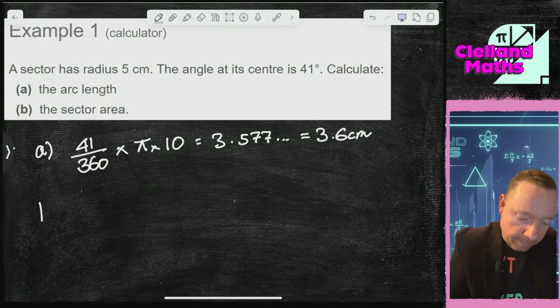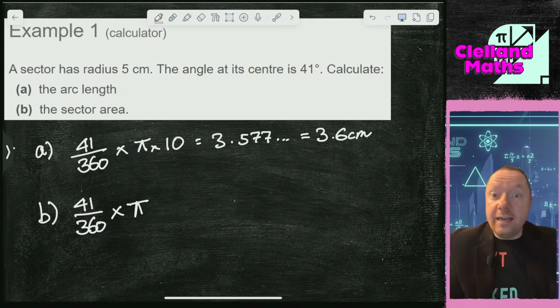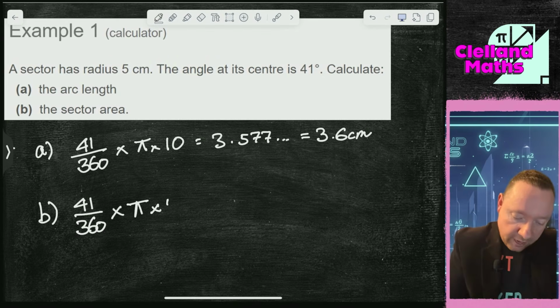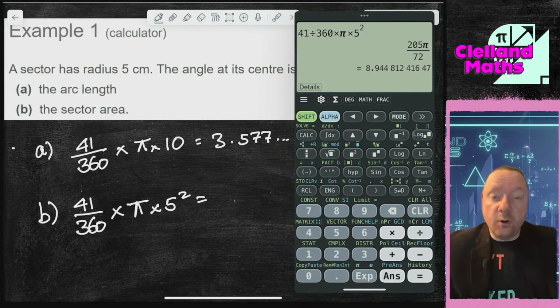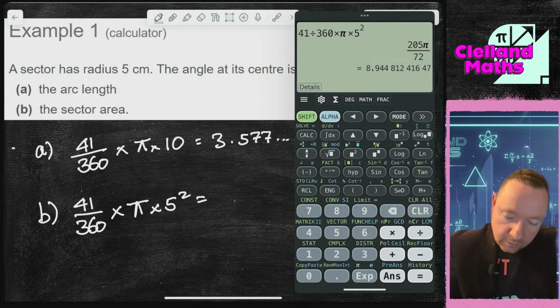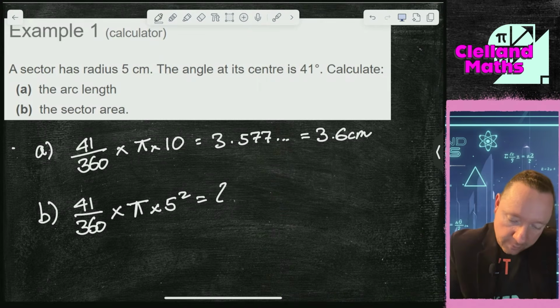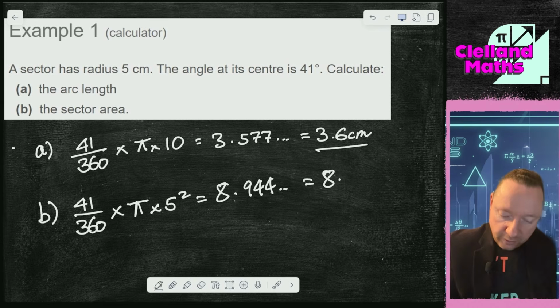Part B, sector area. Well, angle over 360 times pi r squared for the area of a circle. Pi times 5 squared. So again, that's just a calculator job. 41 out of 360 times pi times 5 squared is 8.944, or to one decimal place, 8.9 centimetres squared.